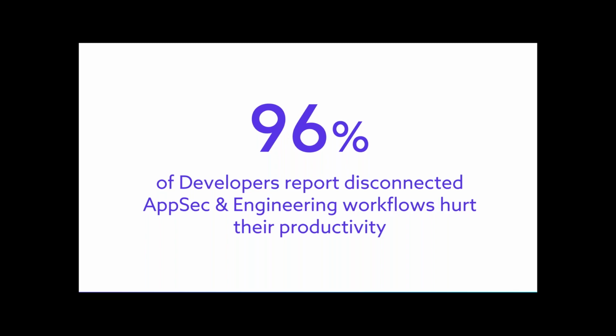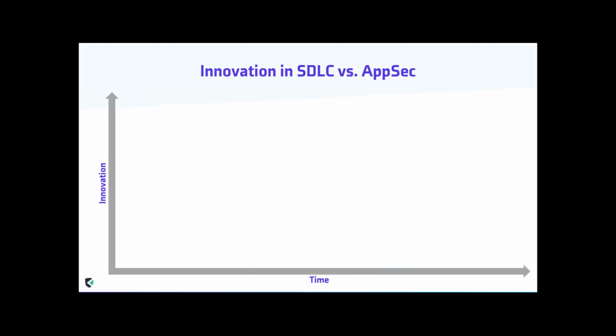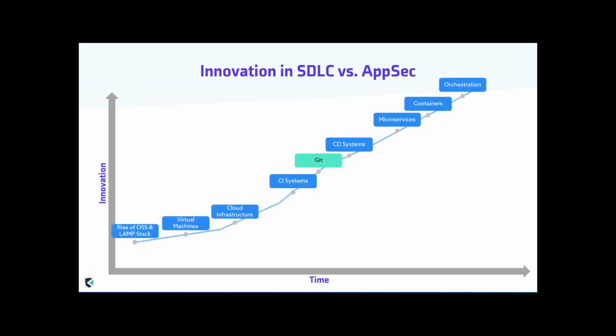So we then tried looking at, okay, why is this? What has happened for this huge discontent among developers? So we started looking at the evolution of both AppSec and the developer workflows. So think of it like the software development lifecycle. For the developer workflow, over time, this is how things have progressed, right?